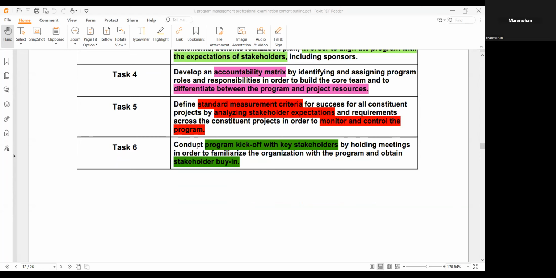Conduct program kickoff with the key stakeholders by holding meetings in order to familiarize with the program. Okay. The key word here is that program kickoff is a type of meeting. You agree, right? So in the question, the program kickoff meeting is a meeting that we engage with the stakeholders.